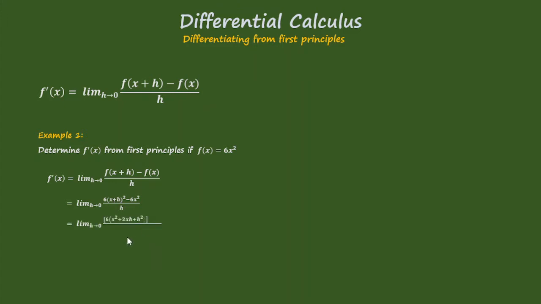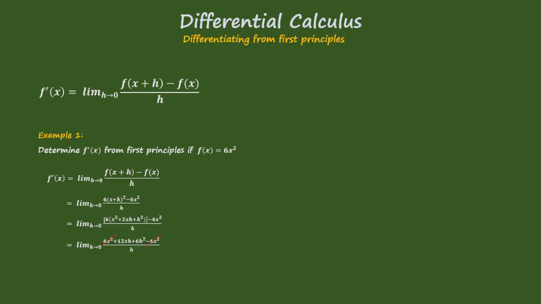You expand the brackets to arrive at x squared plus 2xh plus h squared, which we can further simplify to arrive at 6x squared plus 12xh plus 6h squared minus 6x squared. If you look at the numerator, I have 6x squared minus 6x squared. The two will cancel out each other. Now I'll be left only with 12xh plus 6h squared.